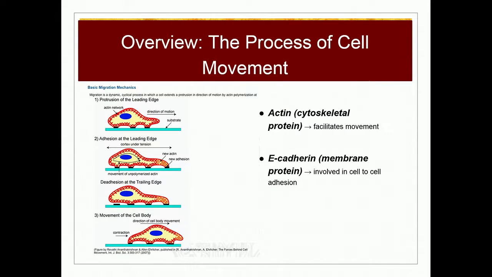Okay, so I want to give you a brief overview of the actual process of cell migration. So what happens in cell migration is that a cell reaches out at one end, adheres or sticks to the surface it's on, which is usually other cells, and at the other end it contracts, and that allows it to push forward. And so the proteins that are important in this process are actin and E-cadherin.